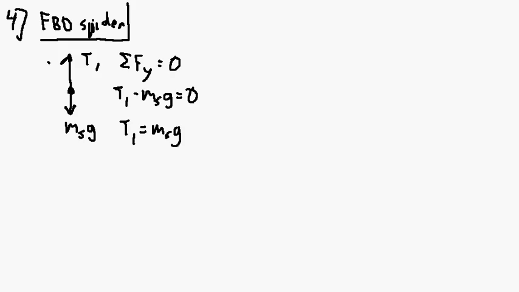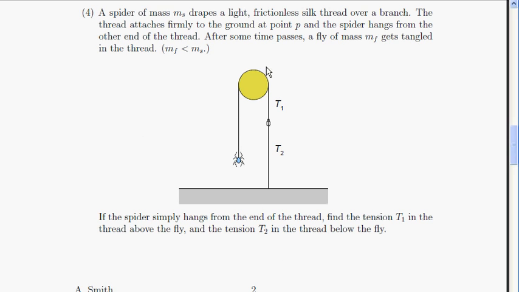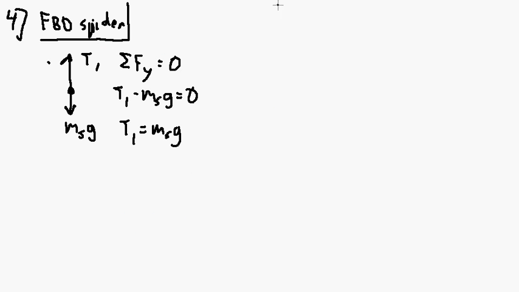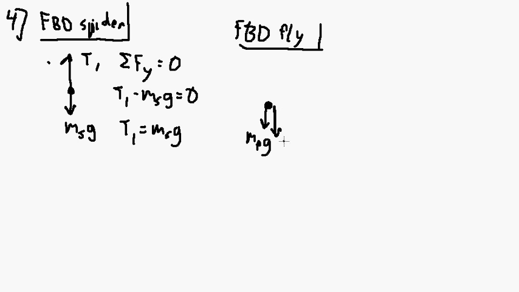Okay, so let's look at the fly again. We know the tension here, which means we know the tension up here. So we've already found T1. Now for T2, let's do a free body diagram for the fly. So there's our fly. There's the mass of the fly times g, there is the tension in string 2 pulling down on the fly, and the tension in string 1 pulling up. We knew this was M_s g, right? So we can just go ahead and say M_s g if we want.